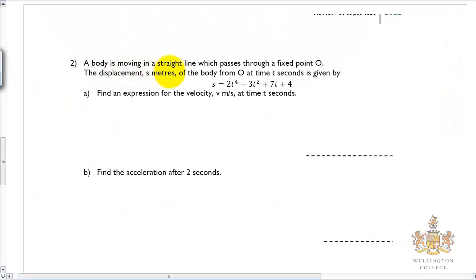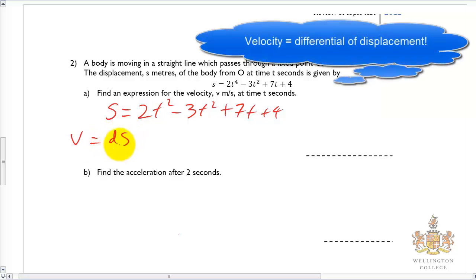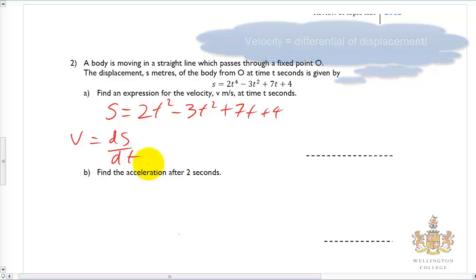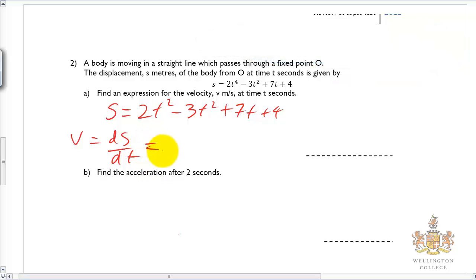Right, in this question, a body is moving in a straight line, and it passes through a fixed point O, and the displacement, i.e. the distance from a point, is given by s equals 2t to the 4 minus 3t squared plus 7t plus 4. So if s equals 2t to the 4 minus 3t squared plus 7t plus 4, then the velocity is equal to the differential of that, the rate of change, ds by dt. Remember, velocity is the gradient on a distance time graph. And if it's the gradient, then we must need the differential.